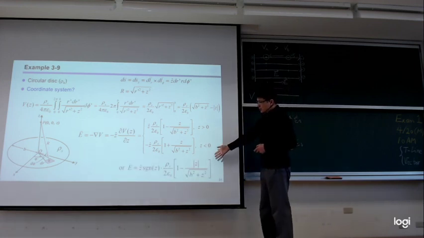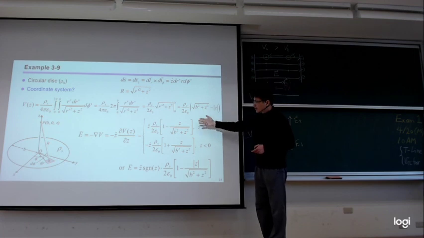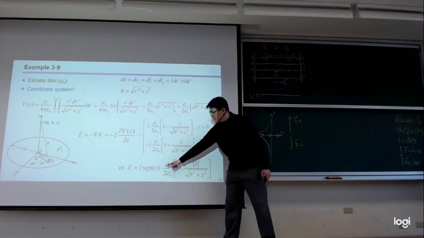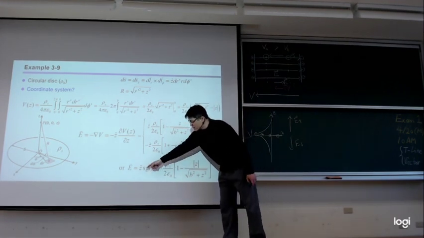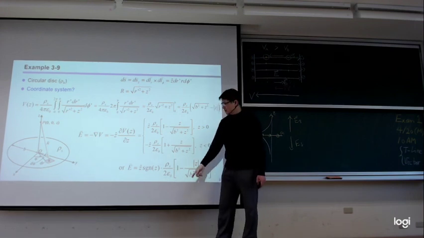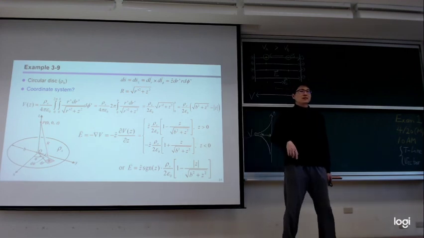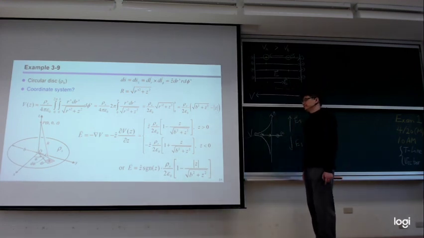An easier way to express this rather complicated result is to use the sign of z. Right? So where z is positive, this gives you positive 1. Where z is negative, it's negative 1, to take into account that negative sign. Right?